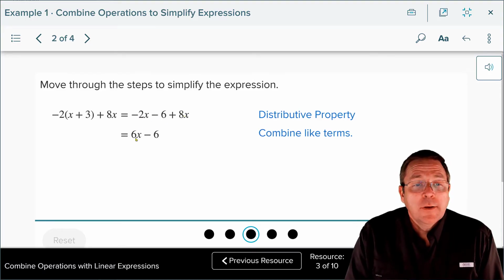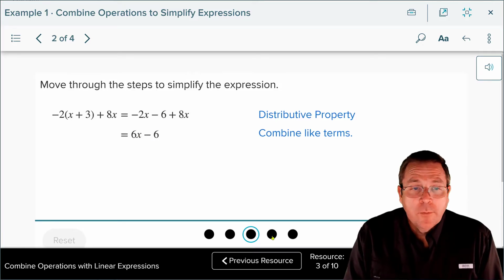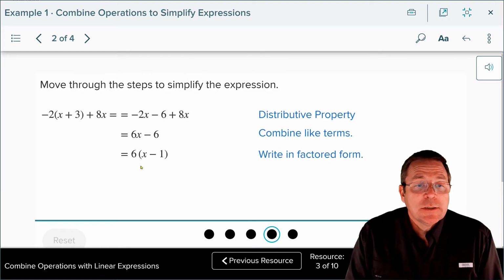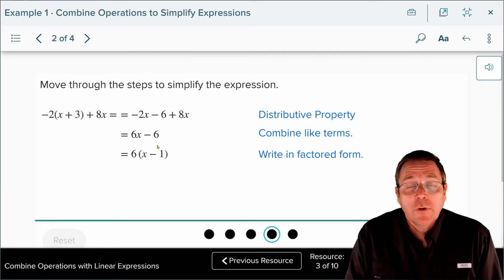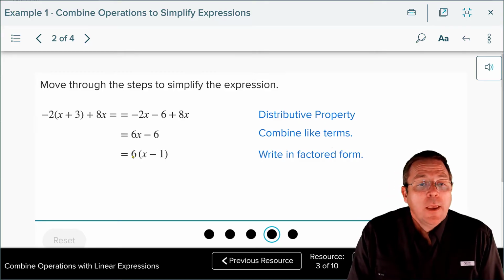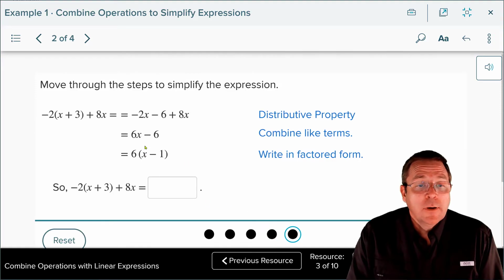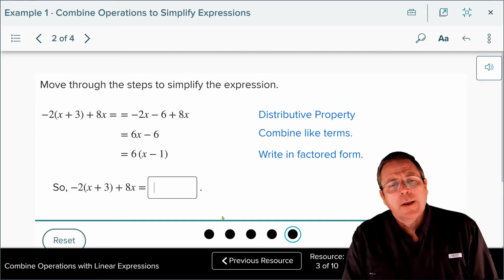-2x plus 8x left you with a +6x, and then that -6 just came down. From there, do the greatest common factor, which obviously is going to be 6 in this one, and they skipped some other stuff here. You can't skip it. I'll make sure you see it in the next example. 6 times the difference of x and 1, that's going to be your final answer. You can put it here in the box if you want to, but I'm not going to do that.